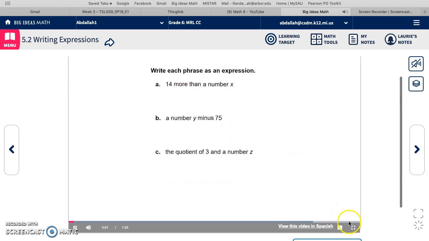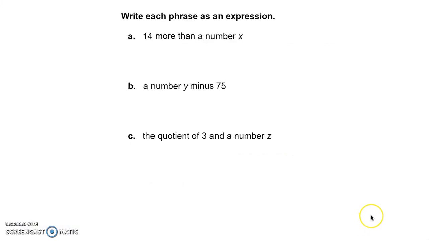Write each phrase as an expression. Part A. 14 more than a number x. The key words in this phrase are more than. The phrase more than means addition. You have 14 more than a number x. So an expression that represents this phrase is x plus 14.